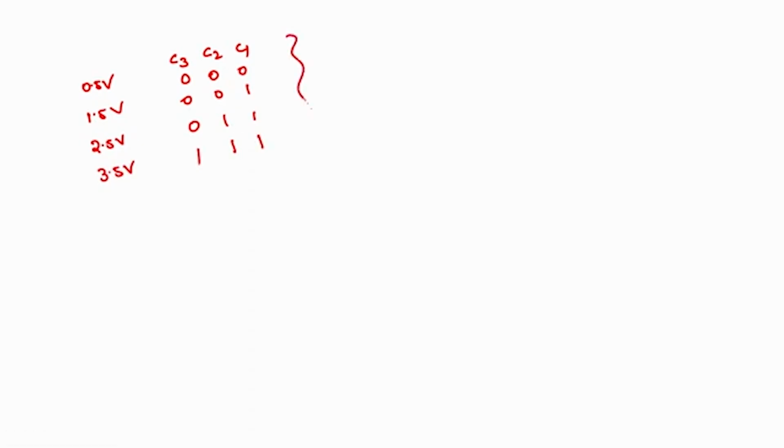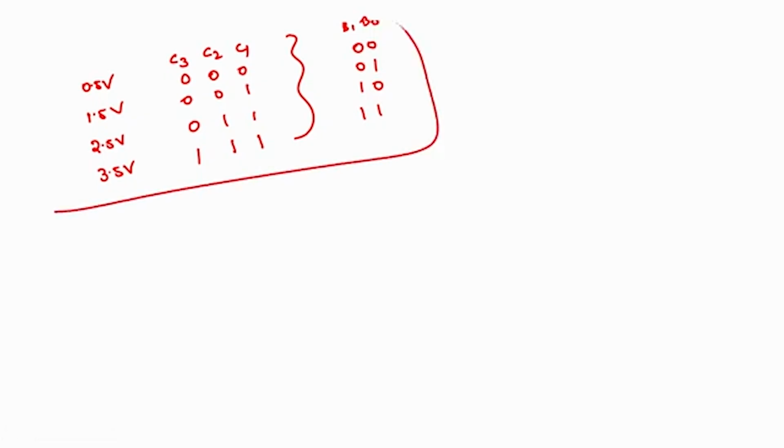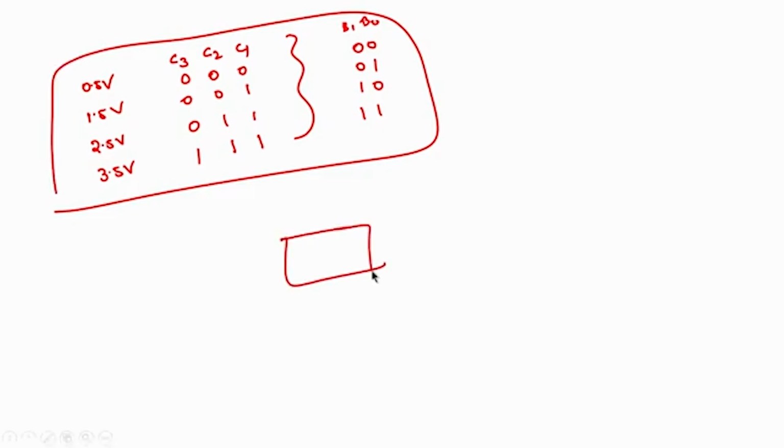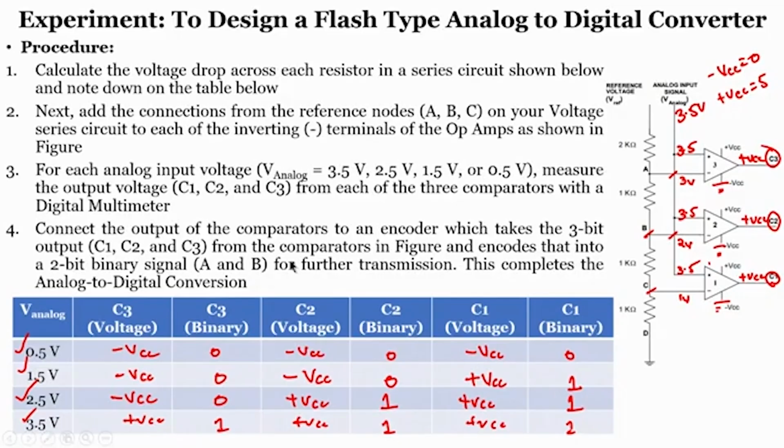So if you apply the encoder, the 3 bits will be converted to 2 bits: it is nothing but 0, 0, this is 0, 1, this is 1, 0 and this is 1, 1. So finally you will get 2 bits, B1 and B0, right. So this is how your flash type of converter is working. In a flash converter, along with the comparators, it will be connected to an encoder, right. So this is the complete working of your flash type converter.